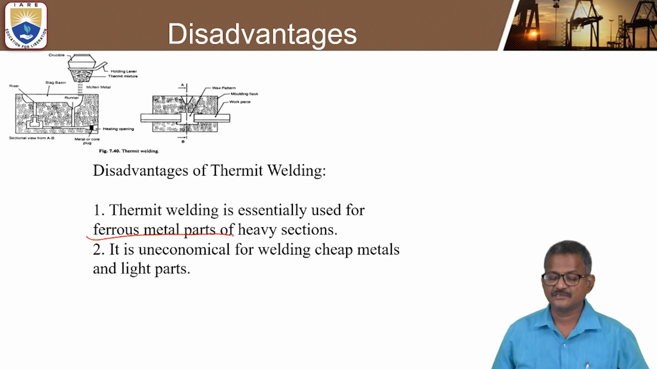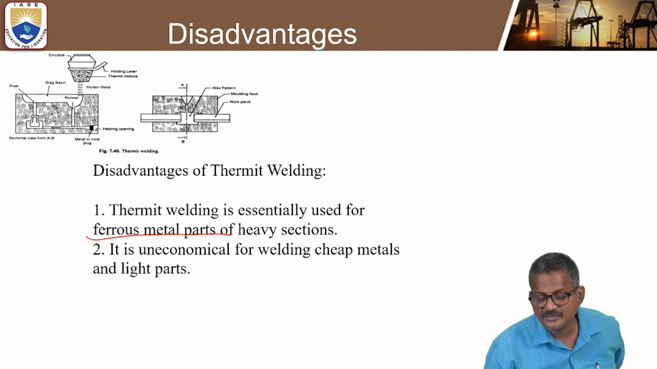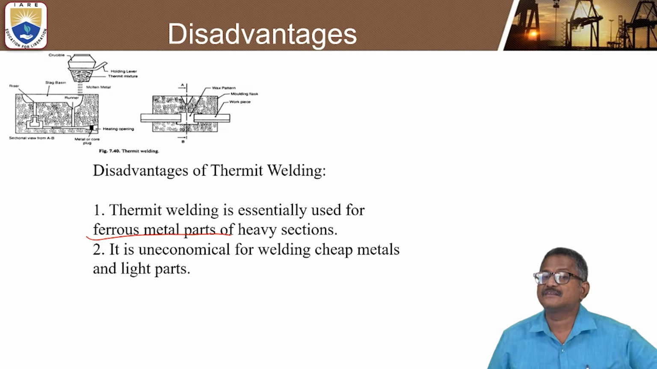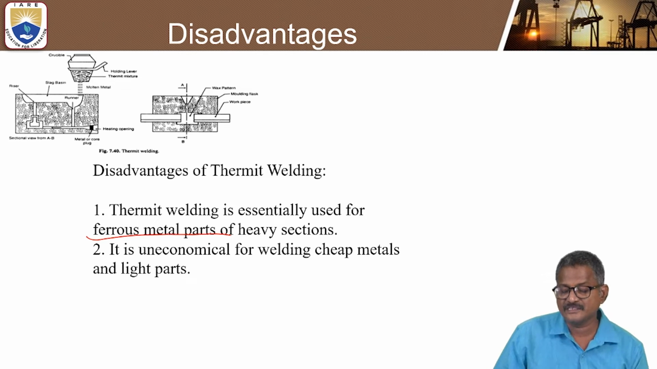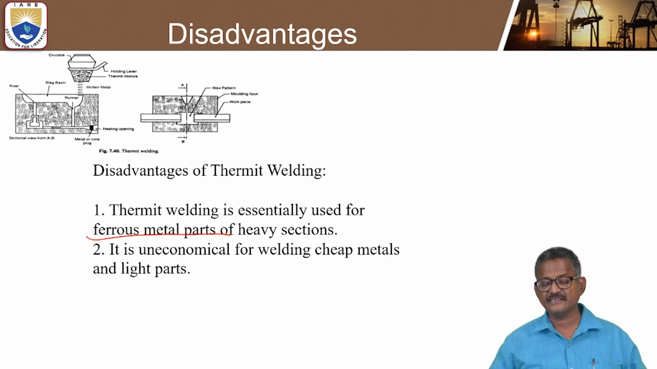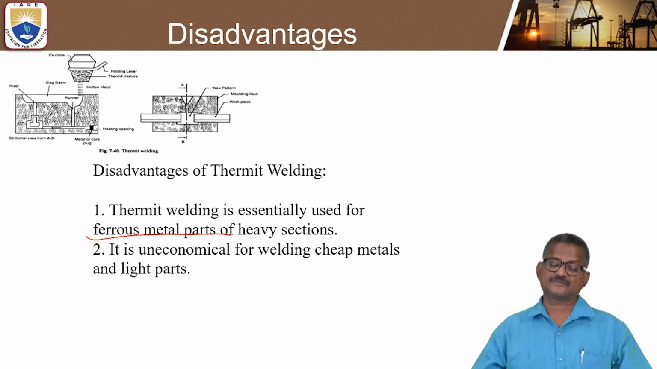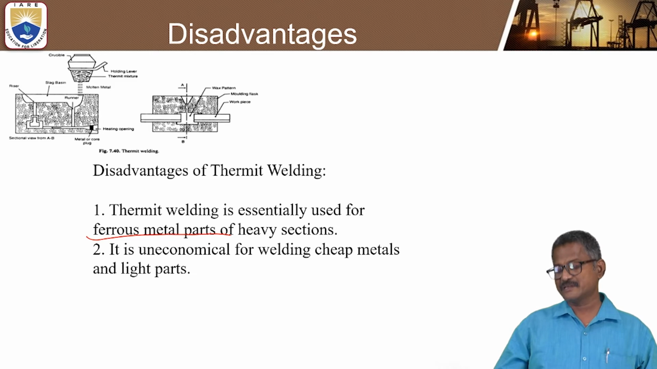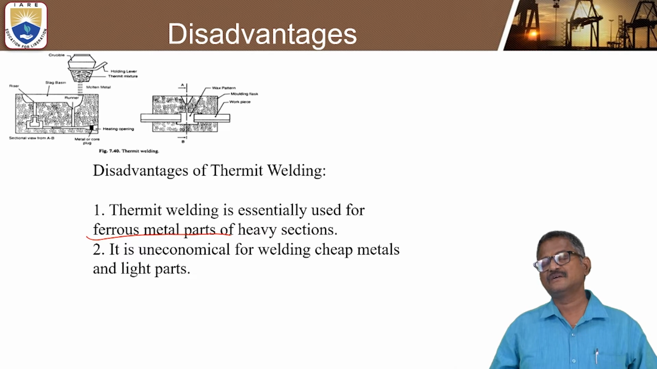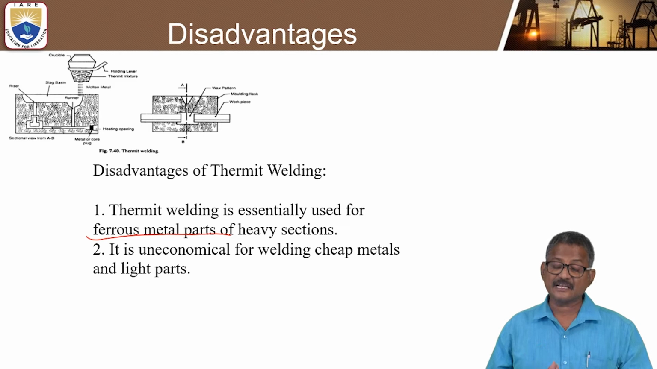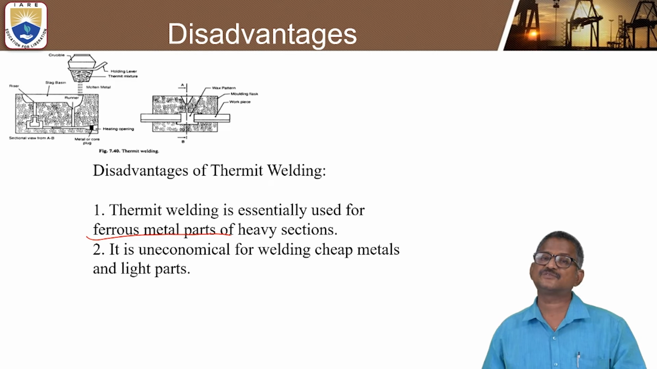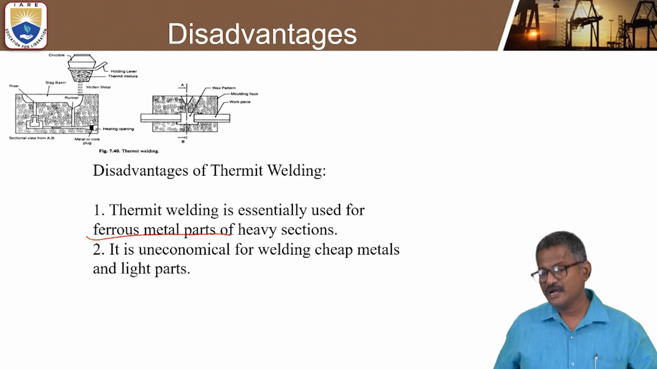So thermite welding is essentially used for ferrous metal. Welding cheap metals or light parts is uneconomical, so whenever people think that way, it is not used. Welding cheap metals and light parts can also be done. So these are the advantages.